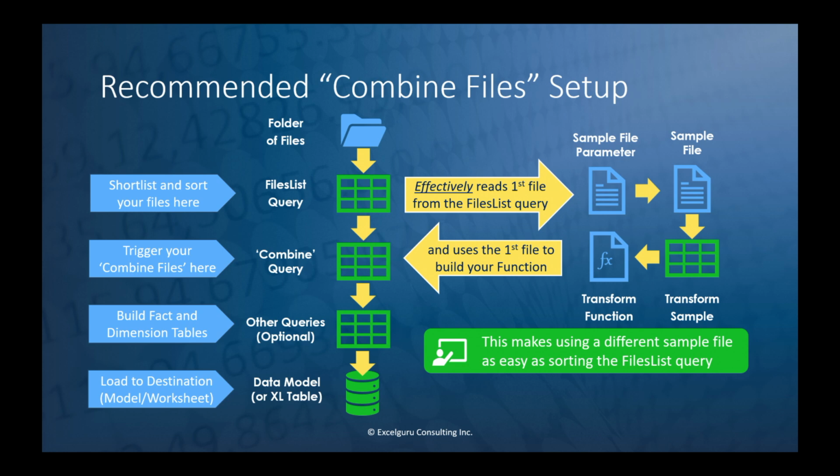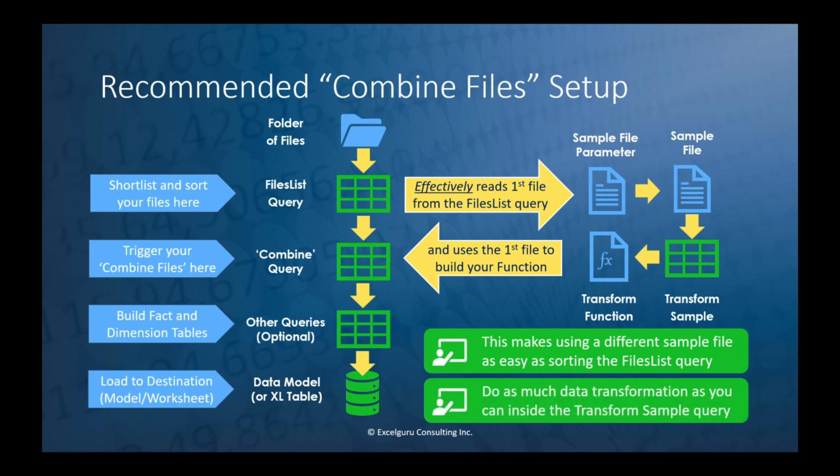But basically what this means is that if you want to change the file that you're using in your transform sample, it's super easy: go back to the files list and just resort or filter it differently temporarily. That'll bring the first file to the top of the list. You've now got that to work with for your transform step.